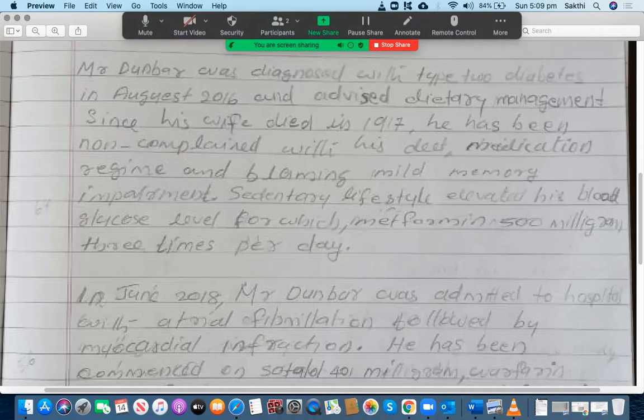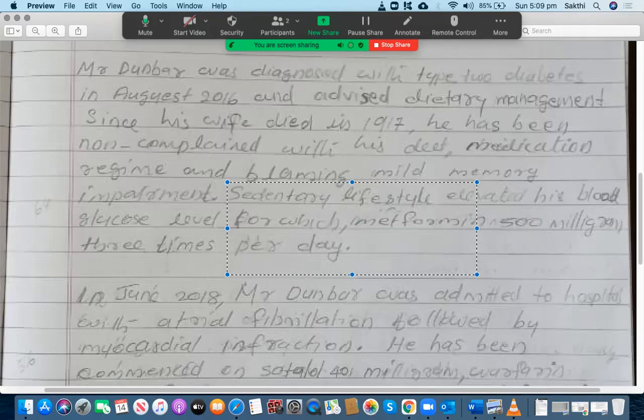Okay, that's all right. Sedentary lifestyle elevated his blood glucose level, for which metformin 500 milligram 3 times per day was prescribed, isn't it? This sentence is incomplete.